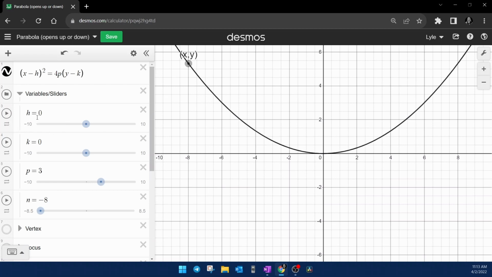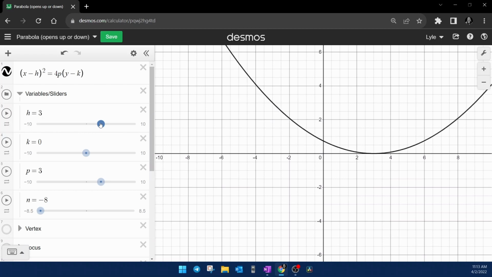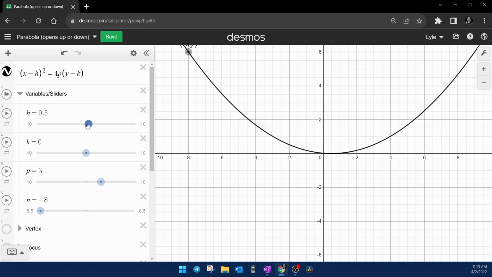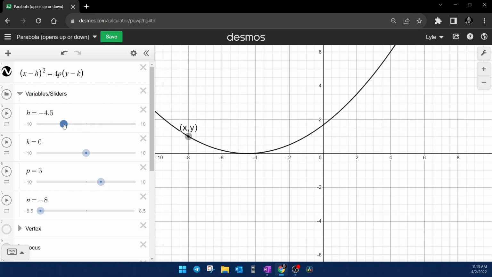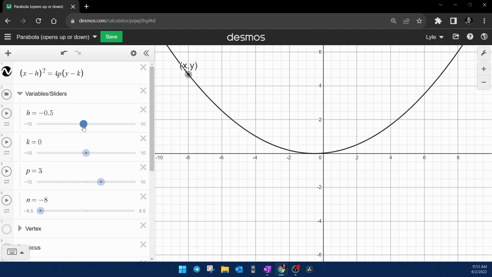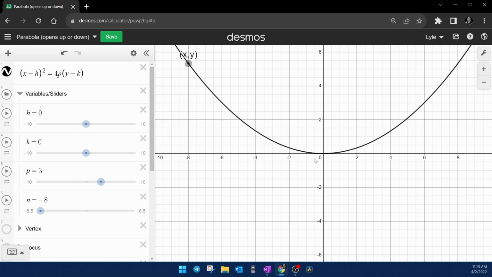So remember we said that h is the value attached to the x. So if I change the value of h, it should change the value of x. So notice if I slide this to the right, we're going to have a shift to the right. And if I go back to 0 and move into the negatives, that's going to shift to the left. So the value of h is going to be the translation that shifts the graph left or right.